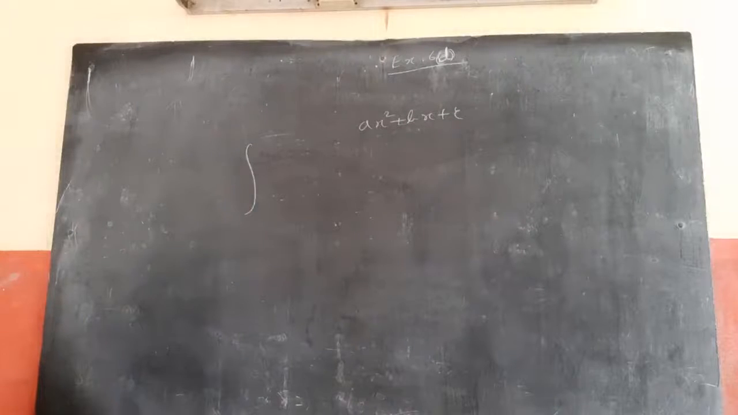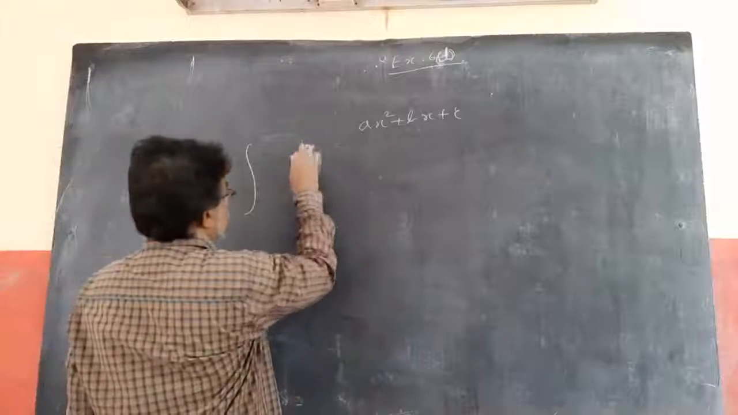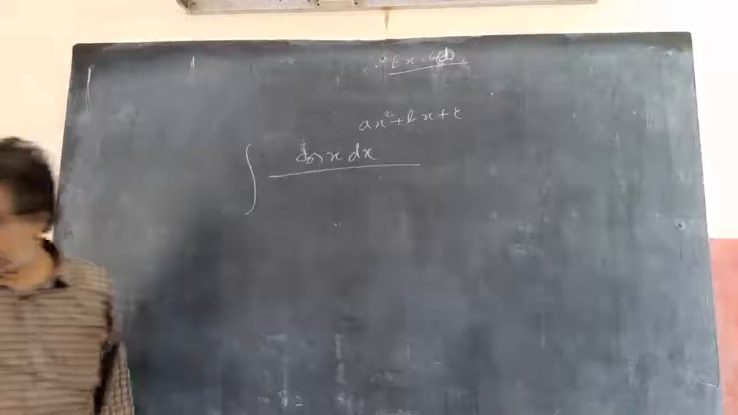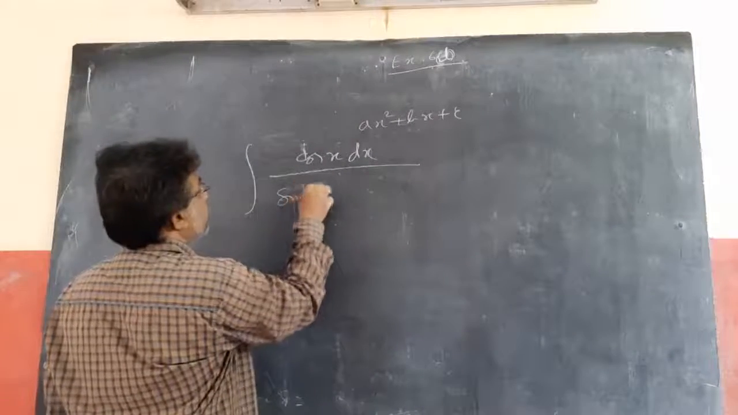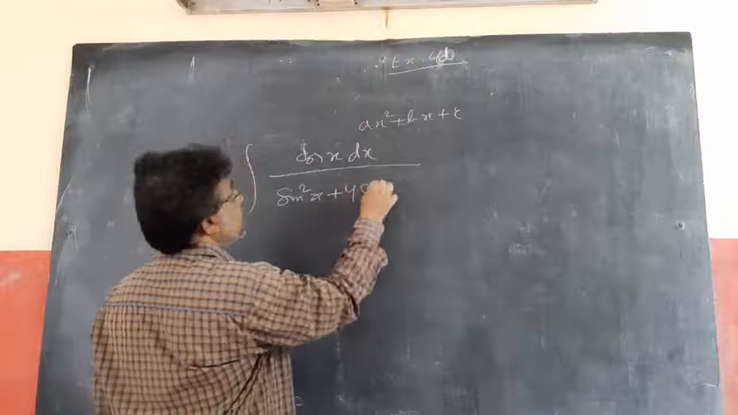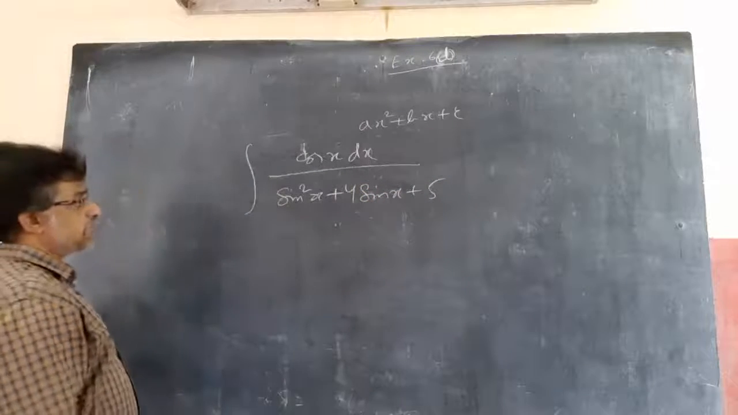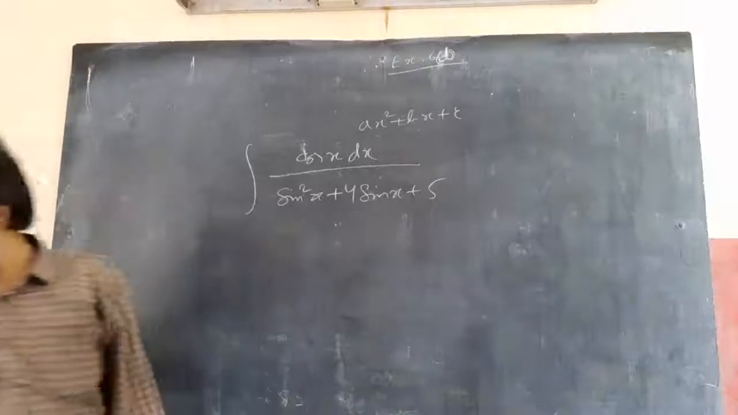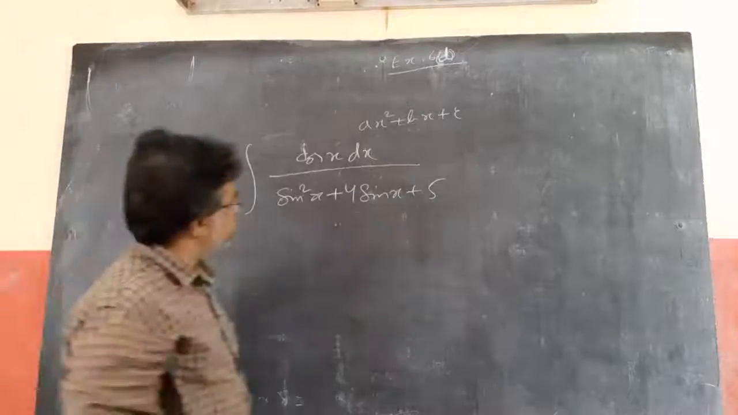Integral of 1 by cos x dx by sin square x plus 4 sin x plus 5. Exercise 6D, first one and third sum.